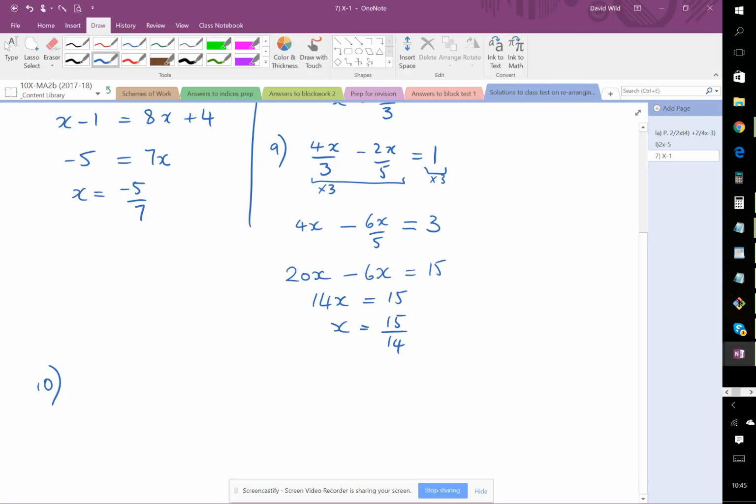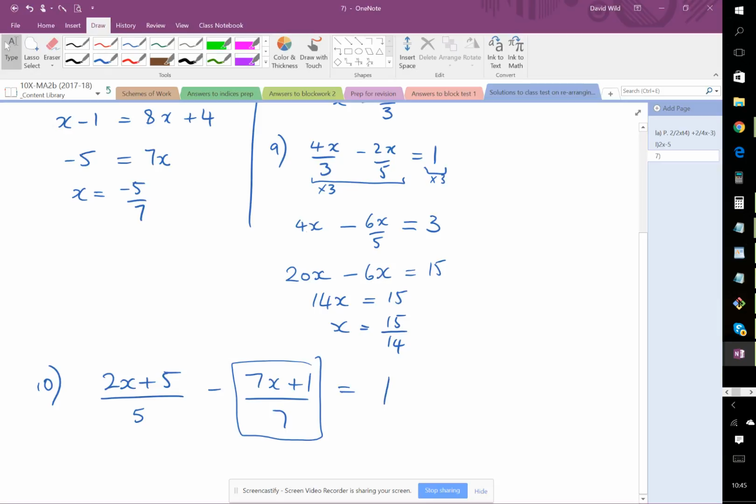Question 10. 2x plus 5 over 5 minus 7x plus 1 over 7 equals 1. Right, a couple of things to note. Number 1, we've got fractions. We don't like them, so we're going to get rid of them. Number 2, this is the subtraction of all of this fraction. All of it. Not just a little bit of it, but all of it. You might want to put this in brackets to remind yourself that I must subtract all of that.